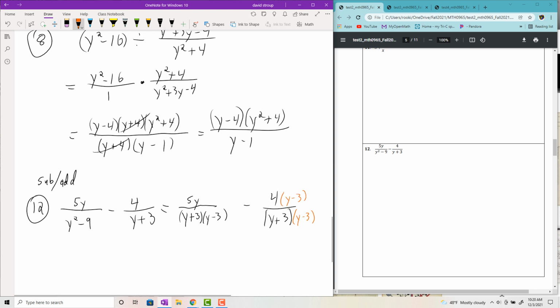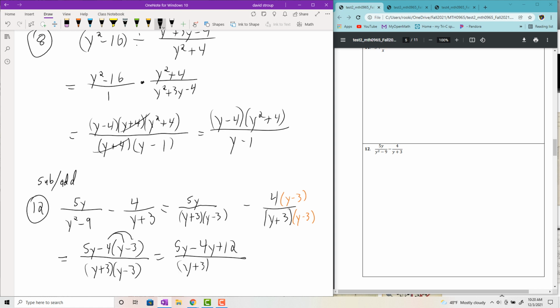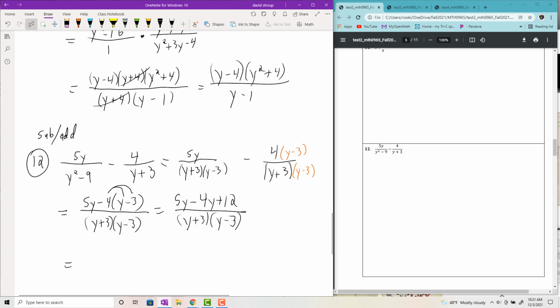Once you do that, you have a common denominator, and all you need to do is subtract the numerators over the common denominator. So you have 5y minus 4 times y minus 3. I'm going to need to distribute all over y plus 3 times y minus 3. Okay. So distributing here, you end up with 5y minus 4y plus 12 all over y plus 3, y minus 3. Okay. And then I want to combine like terms. So 5y minus 4y is y, and then plus 12 over y plus 3, y minus 3. And then hopefully you can simplify a little. No, can't. Not in this case. Sorry, Charlie. No luck.